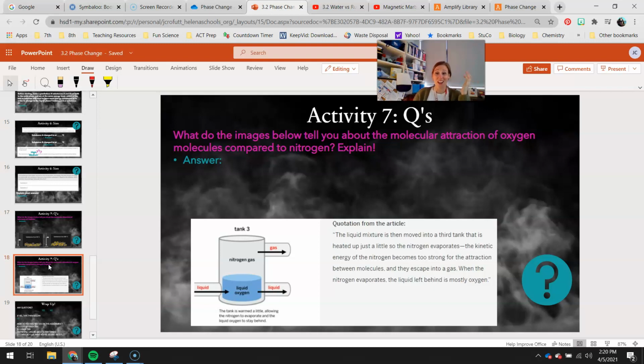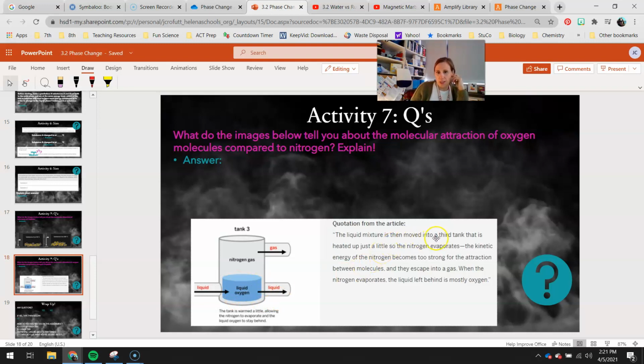Next one, you guys are going to compare. This again is the same thing I just went over, and this is the reason I went over that in your article. Okay, in tank 3, we noticed that we heated up our tank just a little bit, and that had a phase change for our nitrogen. It removed it from the liquid phase and into the gaseous phase, and then we were able to filter the gaseous nitrogen out, leaving us only the liquid oxygen.